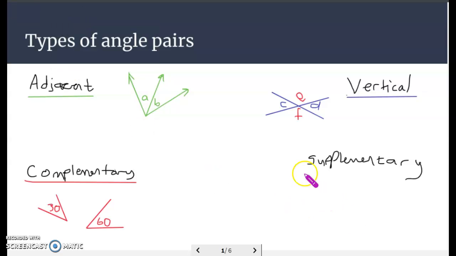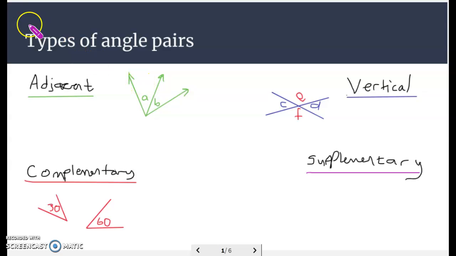And then finally, we have supplementary. So whenever you see the word supplementary, I want you to think 180 degrees. Let's say this angle measure here was 170. Then if these are supplementary angles, this angle right here would have to be 10 degrees. So adjacent, right next to, vertical, opposite of each other, equal in measure, formed from intersecting lines. Complementary adds up to 90. Supplementary adds up to 180 degrees.